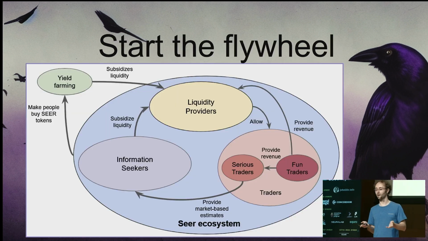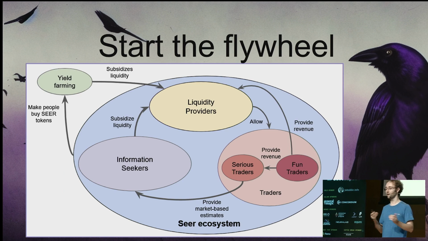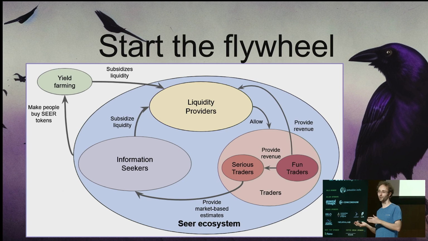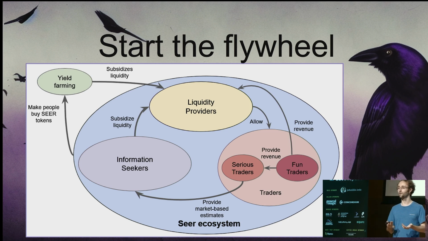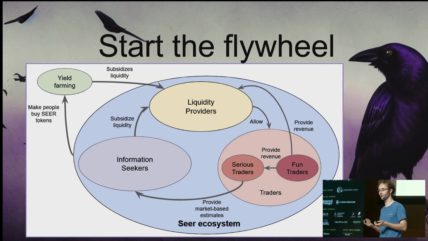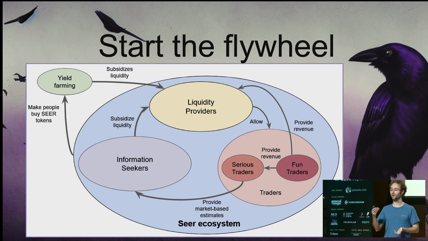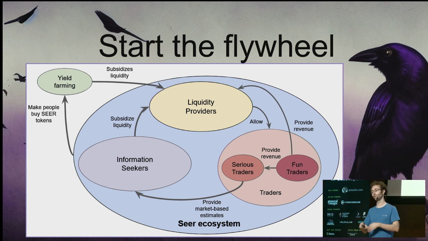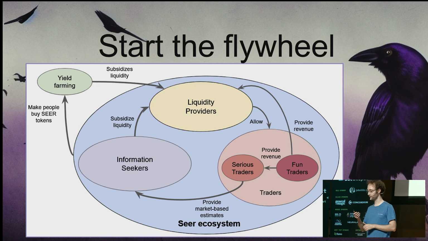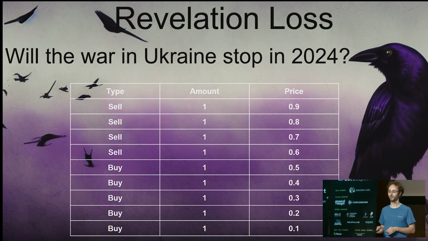So yeah, the goal would be to start this flywheel. First you have yield farming, which starts the flywheel, then you get liquidity. Because you get liquidity, you get traders, either fun traders, who may lose money on average but are mainly there to have fun, and then serious traders, who will really look deep into the matters and give good predictions. So this will give good predictions for information seekers who may want to also subsidize liquidity, and overall you have an ecosystem, so you also have good feedback on the price of the token, which can mean even more liquidity incentives. So the goal is to start the flywheel.